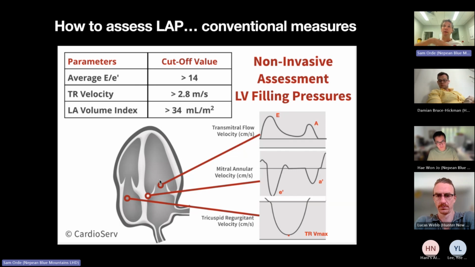And we can look at that flow into the ventricle. So you've got the E, the early wave filling that happens just after the T wave. So early filling, and the A is then the atrial kick.